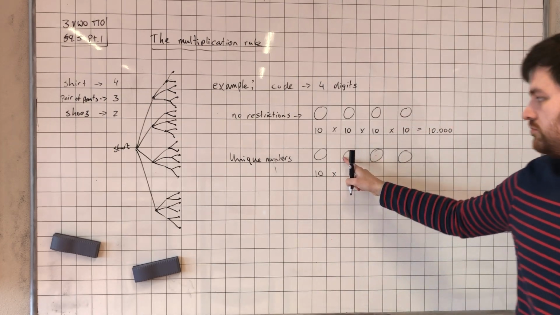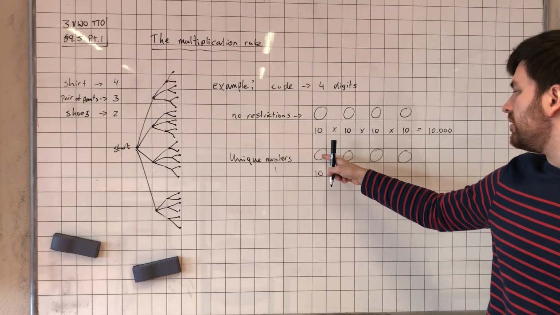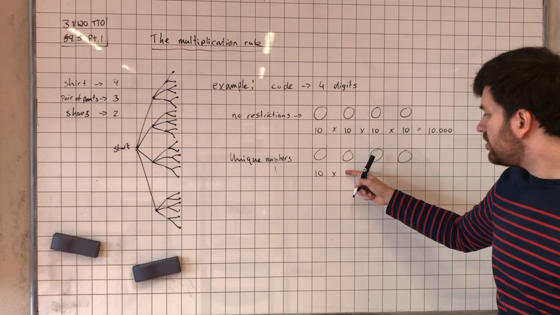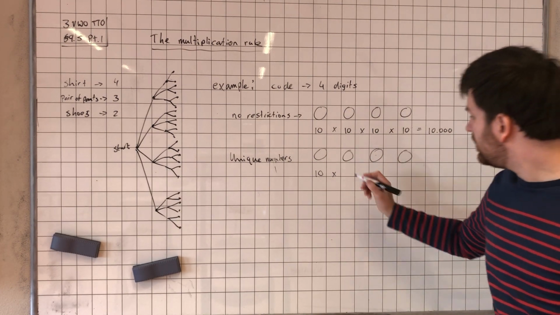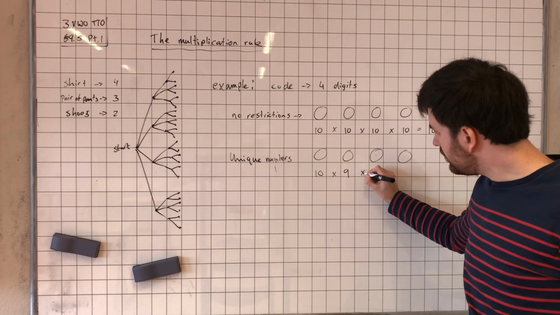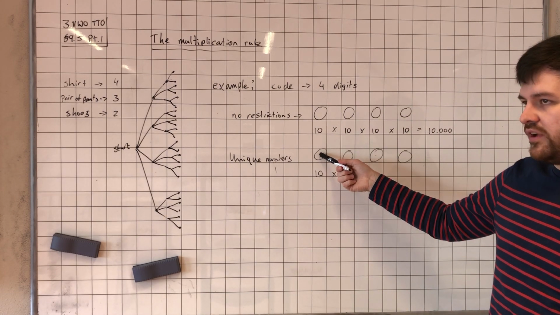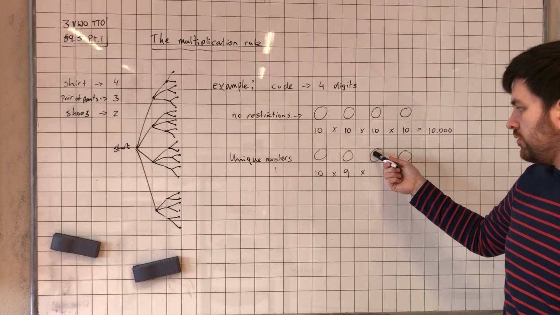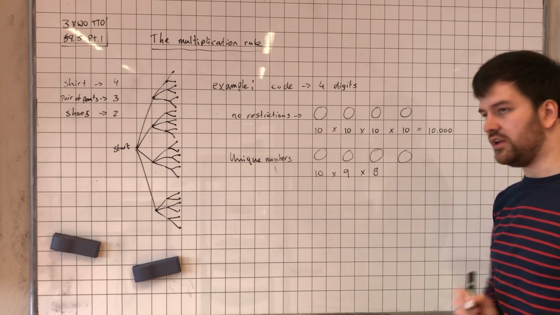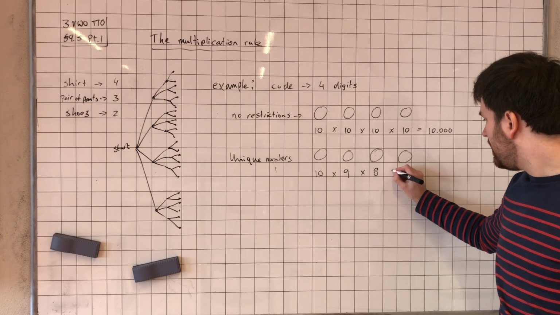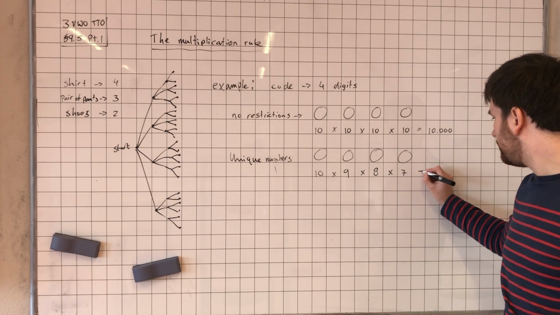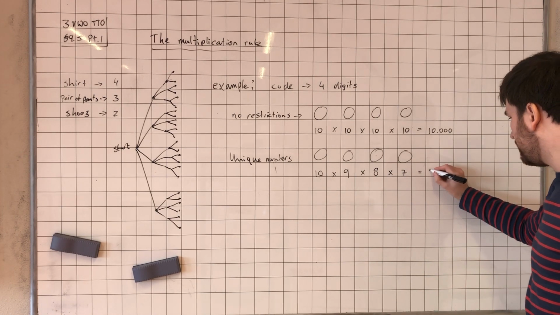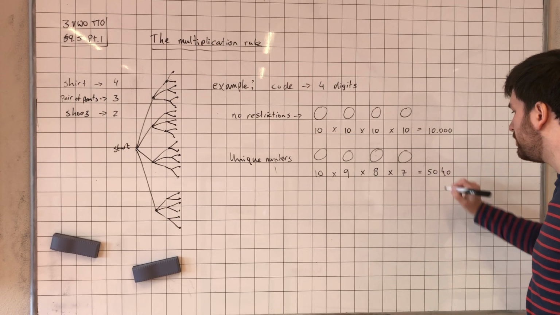Now things change. If I use a 4 over here, I can't use a 4 again, which means the amount of numbers I can fill into this slot decreases to 9. So if I use a 4 over here and a 3 over there, then I already use 2 numbers, which means I only have 8 numbers left over there, and 7 numbers over there. And let's see, if we are trying to calculate this, it is 5040.